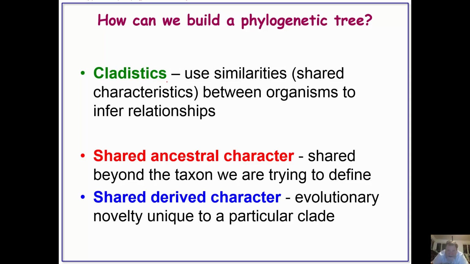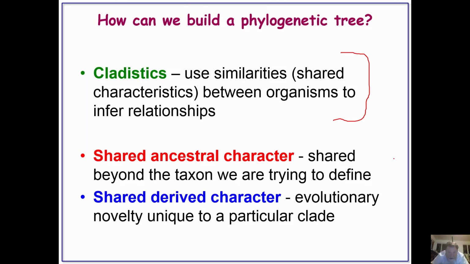We have cladistics, which uses similarities, shared characteristics between organisms, to infer relationships. Now, this is kind of a hard one. Almost anything can be used to infer these relationships. I like DNA. You can use the bones in the jaw. You can use the shape of the teeth.